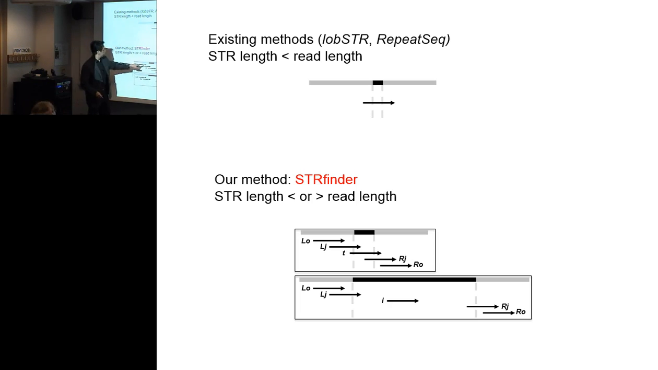But if you have longer ones, this black bar is now coming close to the read length. And in another case, when you have really long alleles, it's going to be longer than a read. Well, completely include the read.